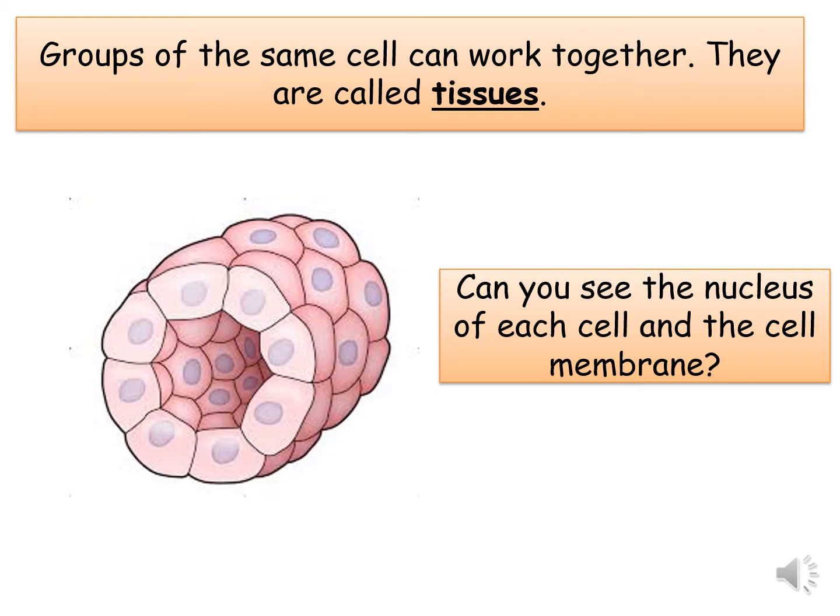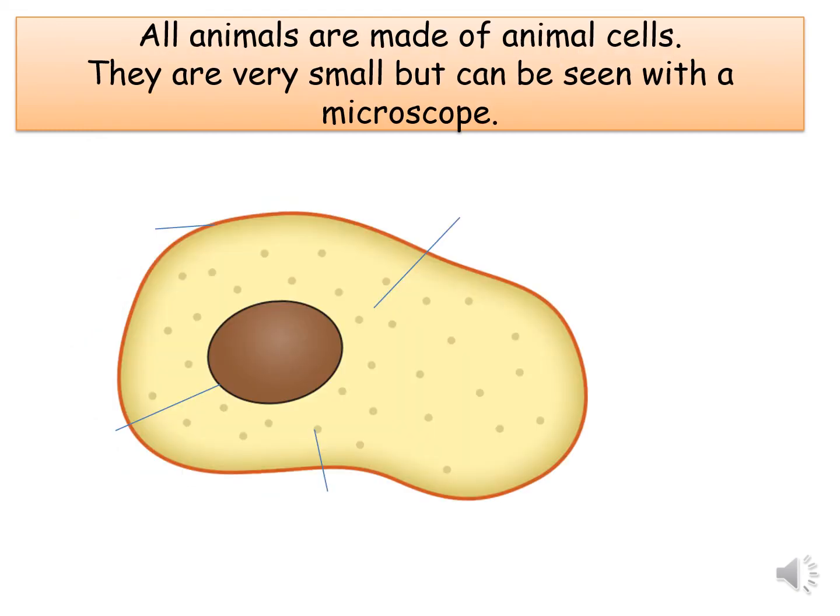So what is in a cell? Cells, as we know, are the basic building blocks of all animals and plants. This is an example of a tissue which is made up of a group of cells that work together. Inside cells are various structures that are specialized to carry out a particular function. Both animal and plant cells have these components.